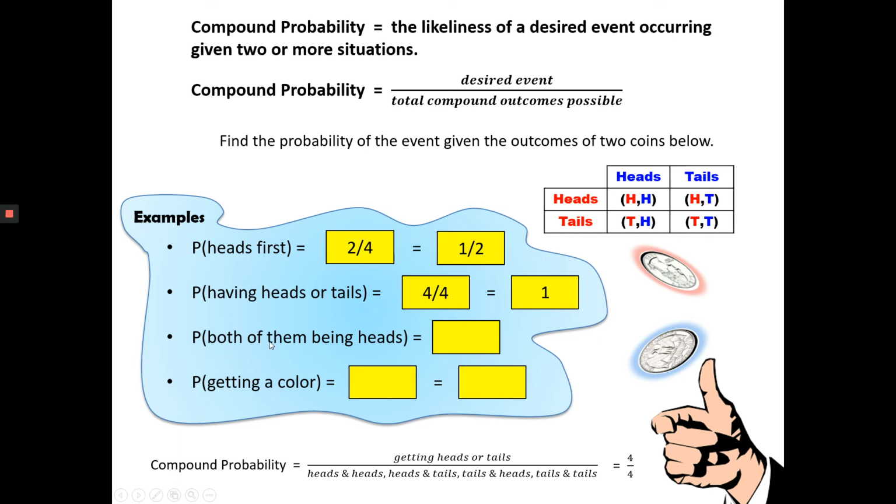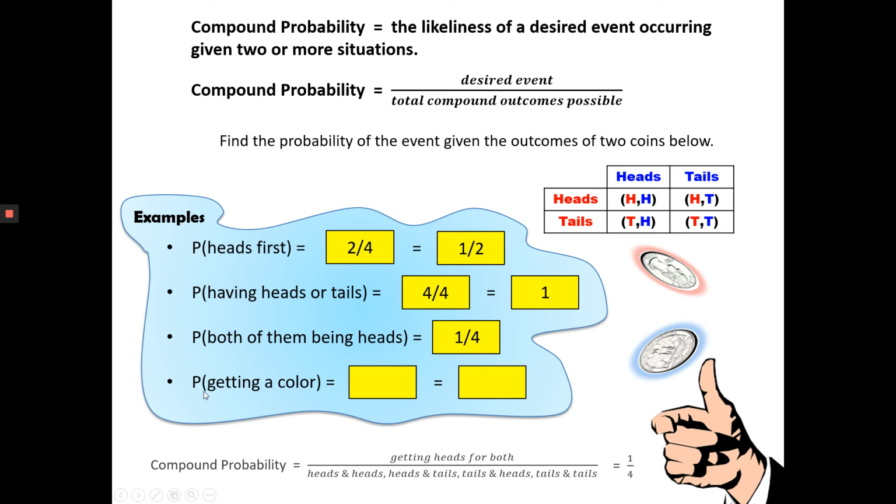So what's the probability that both of them are heads? If we take a look at that, there's tails heads, tails tails, heads tails, heads heads. It's only 1 out of the 4. So that's what you would put right there.